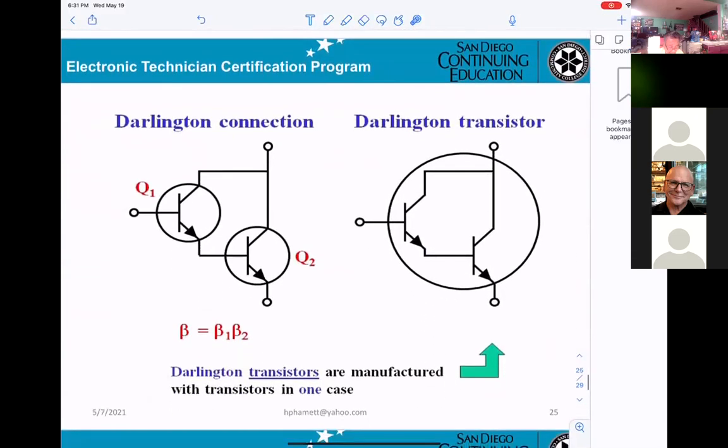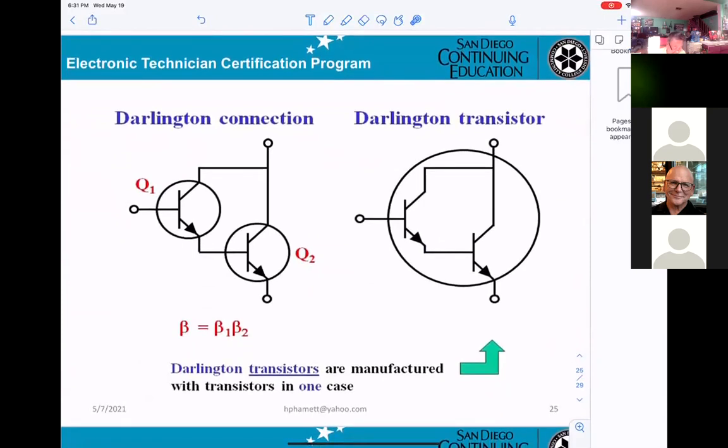This is a Darlington connection. The only thing is, this is one IC. They put two transistors into one package. That's what they call it: a Darlington transistor, manufactured with two transistors in one case. Inside, you could build it separately easily. But the thing is, they want to increase the current gain.